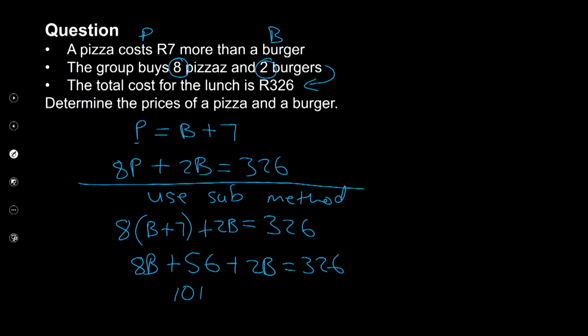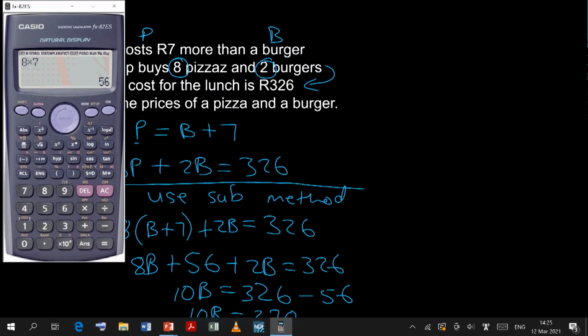Then I add my like terms. This will give me 10B is equal to 326 minus the 56, right? Lastly, I will have 10B as being equal to, if I minus 56 from 326, it will give me 270. But just for us to be sure, I will press it quickly for you. 326 minus 56, it will be 270, yes.